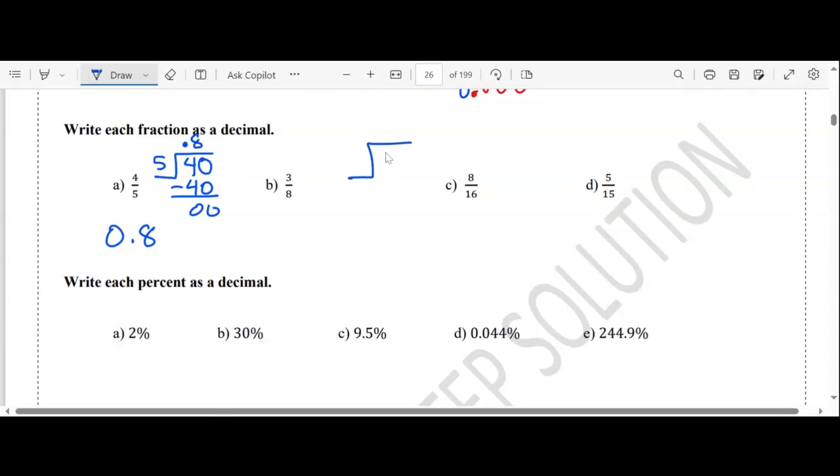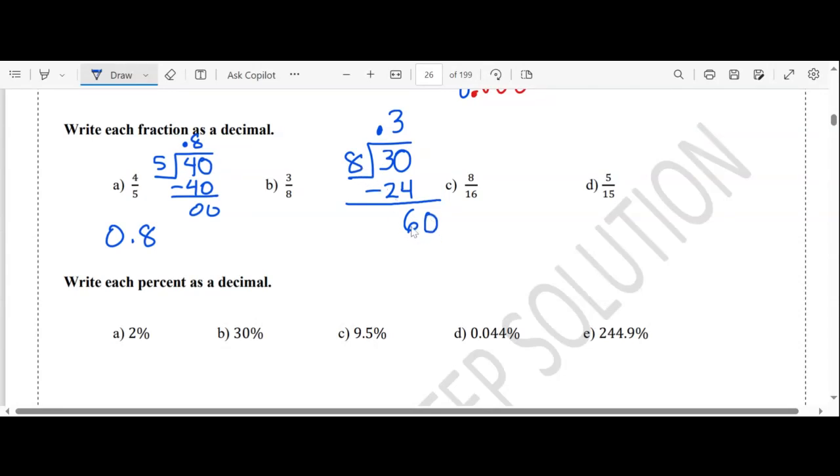Divide by what? Can 8 go into 3? No. Put point and then you put 0. 8 goes to 30 how many times? 3. 3 times 8? 24. Okay. Subtract, what are you going to get? 6. Can 8 go into 6? No. So put a 0 here.